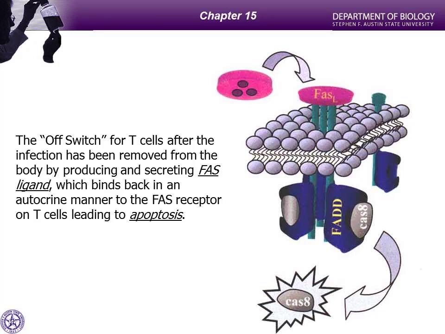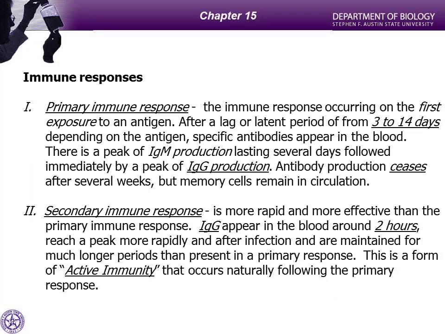So those are the players, the innate immune system, the Bs and T cells of the specific immune system. Now let's see what happens when you actually get an infection. The innate immune system didn't work. The pathogen got through the skin. It got past our monocytes, our granulocytes.